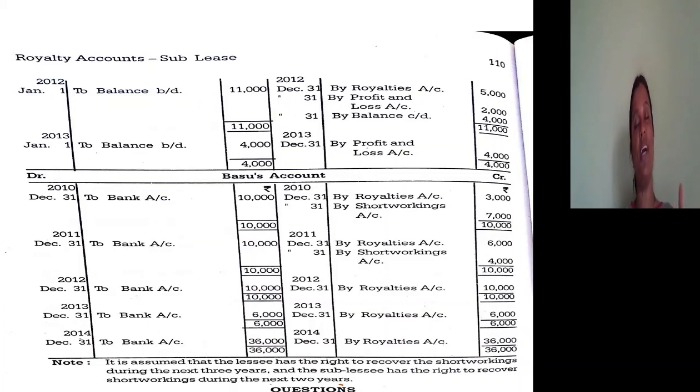Now in the books of Ganesh means how to pass entries in the books of lessee. The lessee part we have already discussed in the books of Basu. The same thing should be taken care of here also. The same journal entries will come, but the amount is different. There Basu was lessee to Murthy. Here Ganesh is lessee to Basu. We should look at the second chart, not at the first chart.